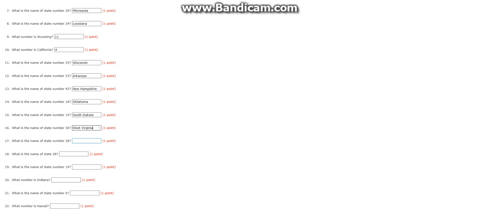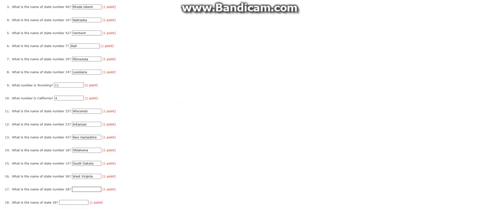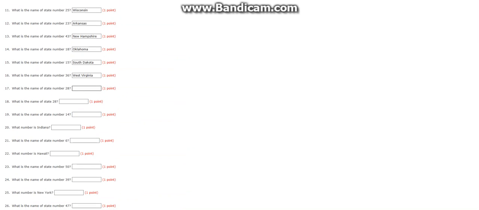West Virginia. State 28. Ooh, Michigan. Michigan, indeed. Next, Wisconsin. Did you know that Michigan actually owns some land near Wisconsin? Wisconsin, like above it? Right here. They own that.